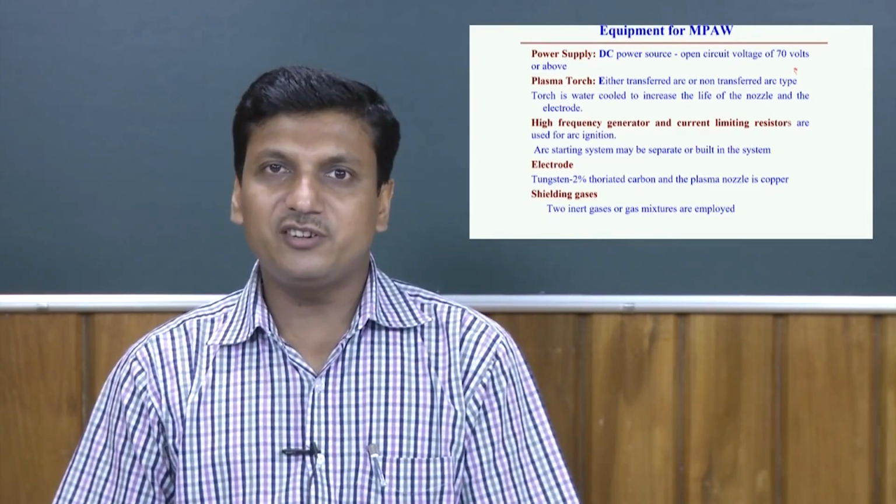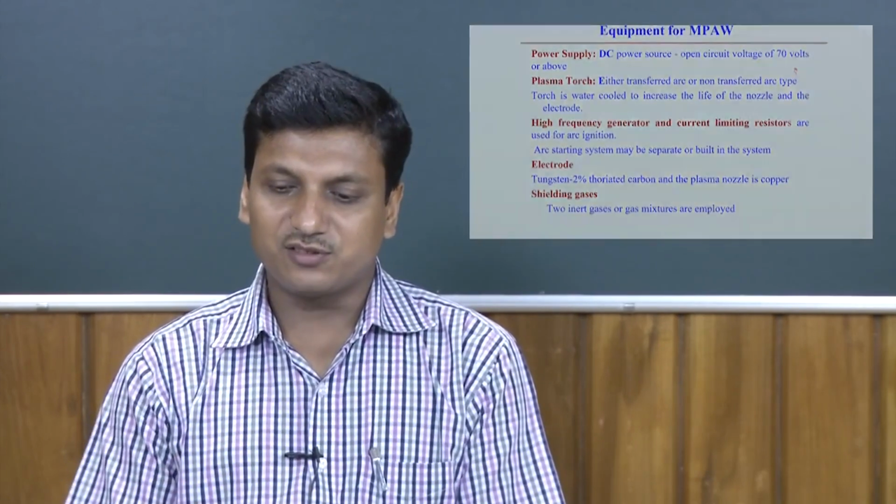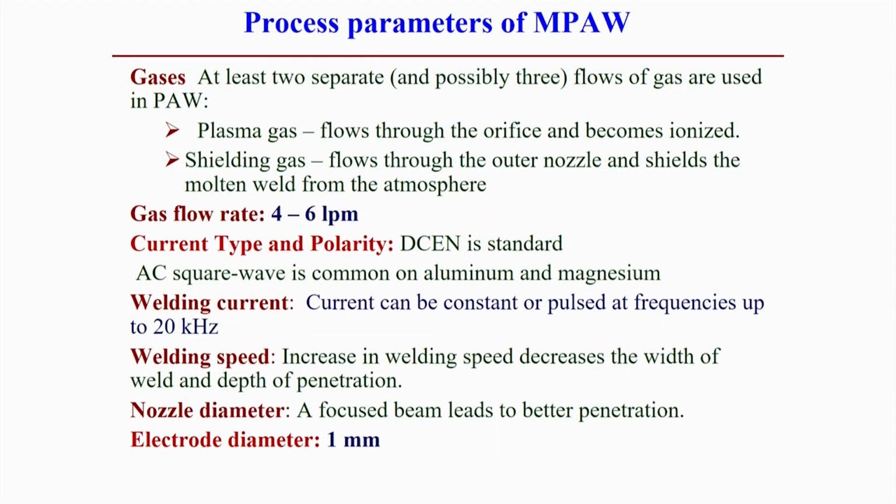So, this is specifically required for titanium, but it may not be required for the other welding processes. So, what are the process parameters specifically in the microplasma arc welding process? One is that at least two separate and possibly three flows of gases are used: the plasma gas and the shielding gas that we have already discussed. Gas flow rate is around 4 to 6 liters per minute.